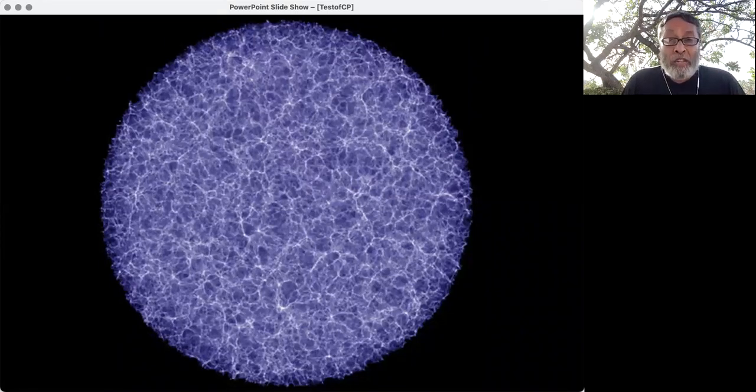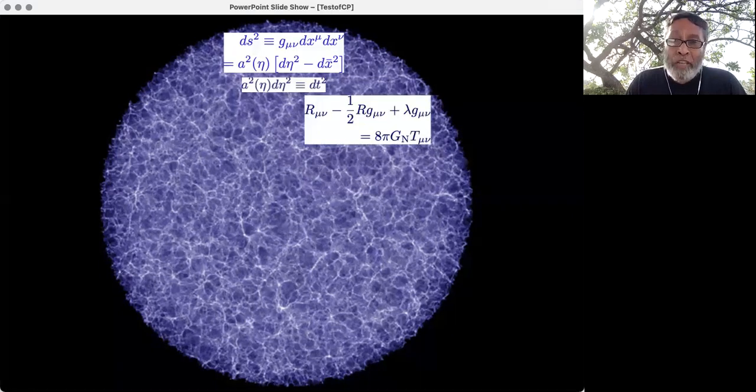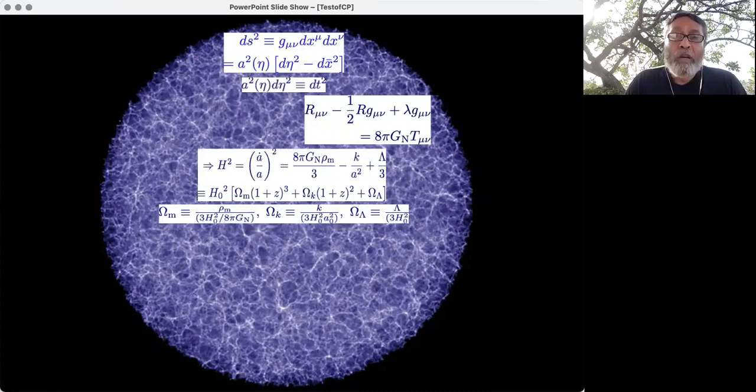As you see, it is not exactly isotropic and homogeneous, but it is statistically isotropic and homogeneous because of the little fluctuations that are imprinted on the metric at early times. And this is now the centenary of Friedmann's equation from 1921. He assumed the Friedmann, Lemaître, Robertson, Walker metric and plugged it into Einstein's equation, thereby simplifying it from 10 equations down to just one, the Friedmann equation, which tells you the expansion rate in terms of just three components.